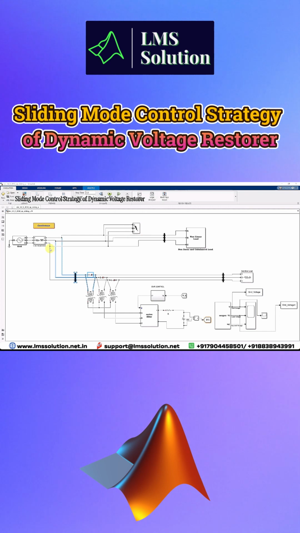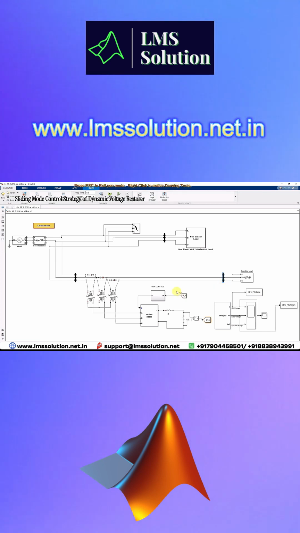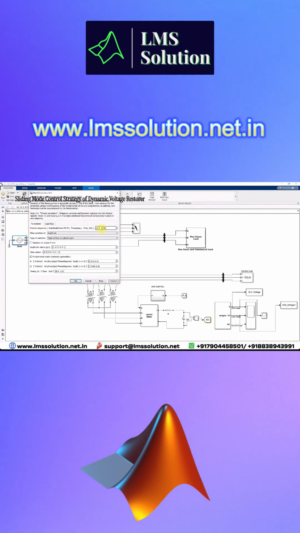Further, we have to install a DVR here. DVR is one kind of series filter. So this is the DVR, and here we need to measure the load voltage. That means this one. The load voltage is given to this DVR control. And also this series filter has a DC source. And this is the source. It has a voltage of 415 V and 50 Hz.